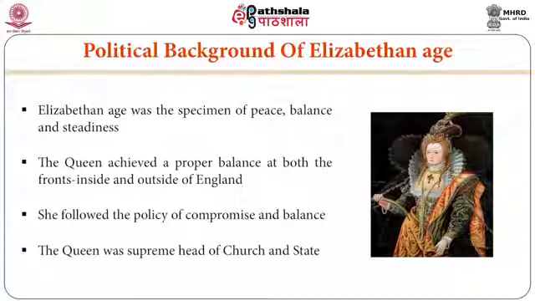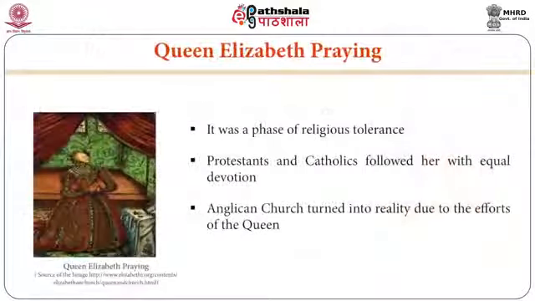The Queen was supreme head of the church and the state. Therefore, it was easy for her to have control over all administrative works. It was a phase of religious tolerance. Protestants and Catholics followed her with equal devotion. That was a mastery of the Queen. Anglican Church turned into reality due to the efforts of the Queen.